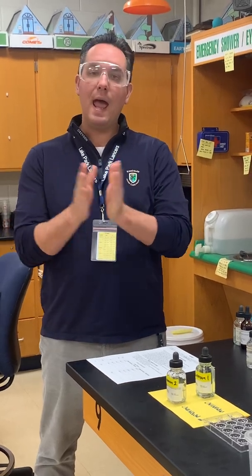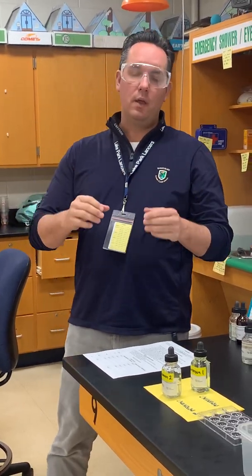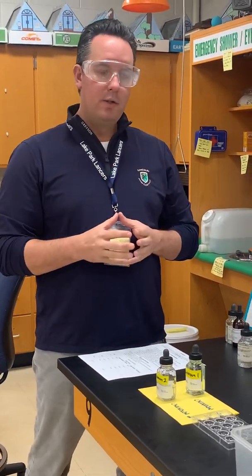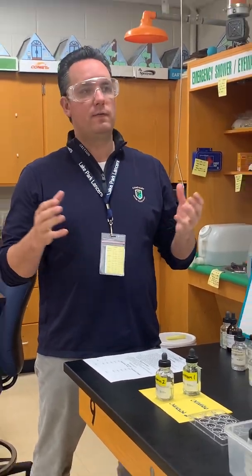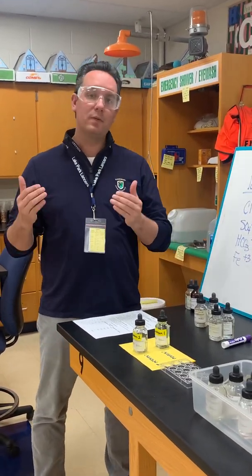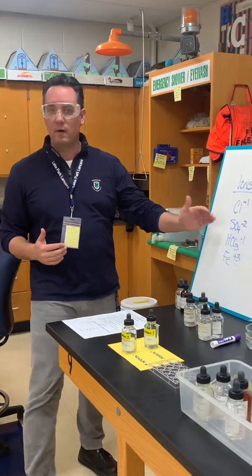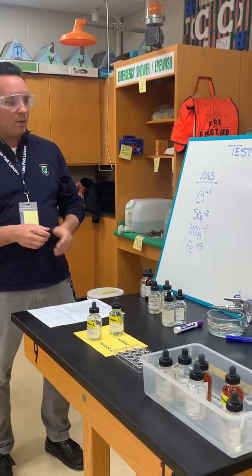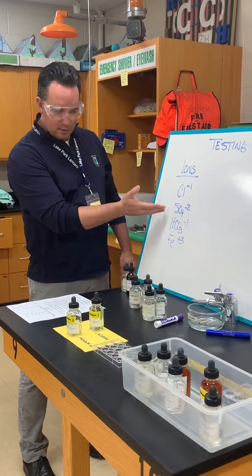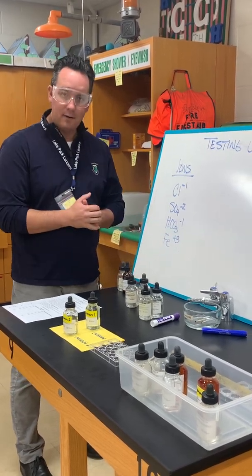All right, so now we are going to use the knowns that we just learned about. So basically what we've done is we've done 4 tests on 4 different ions to learn what a positive result looks like for each of our 4 ions. So right now you know what a positive chloride ion test looks like: sulfate, bicarbonate, and iron.